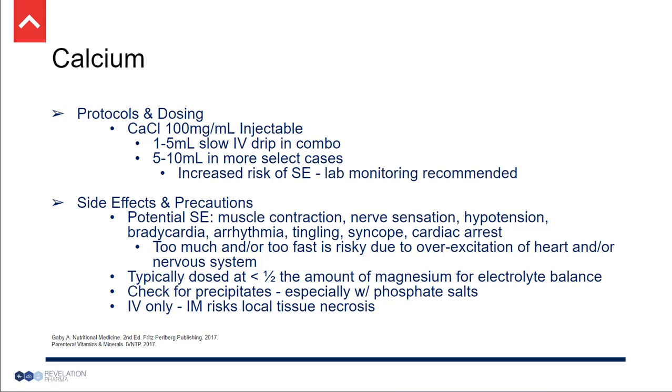So with calcium chloride, 100 milligram per mL injectable, it's common to see 1 to 5 mLs in a slow IV drip in combination with other vitamins and minerals, whether that's a Myers cocktail or whatever kind of custom mixture that you might have. And then sometimes 5 to 10 mLs in more select cases, but 10 mLs is more often in, for example, emergency situations.